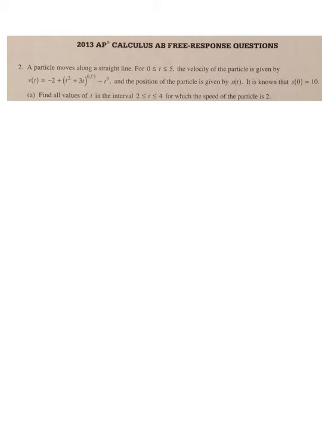Okay, so in part A, they want you to find all the values of t. It's got to be in this interval from 2 to 4, for which the speed of the particle is 2. Remember, the speed of a particle is equal to the absolute value of the velocity. Now, this is a calculator question.